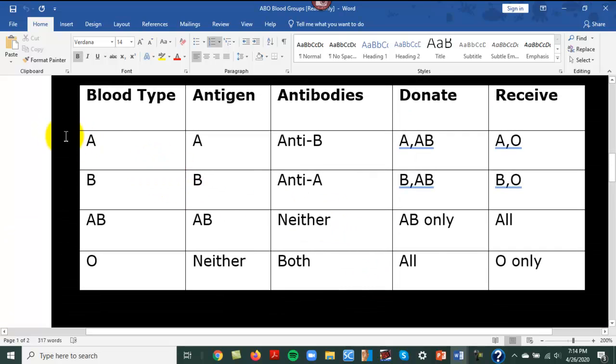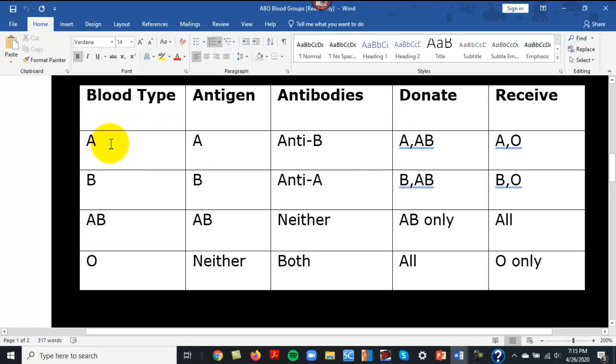So let's go through here. If a person's type A blood, they have an A antigen, they have the anti-B antibodies. So who can they donate blood to? They can donate to their own blood type, type A, and they can also donate to type AB. AB are the universal recipients. Remember, they have no antibodies. The only thing you have to keep in mind is the plus and the minus. If a person's A positive, they can only donate to A positive and AB positive.